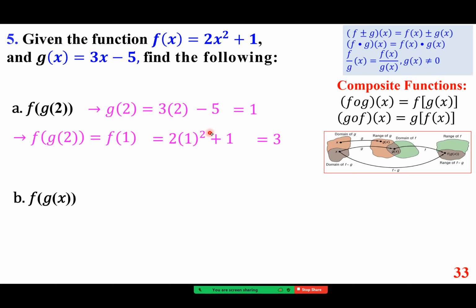For f of g of x, basically it means in the f function, anywhere you see x, replace it with 3x minus 5. So it becomes 2 times (3x minus 5) squared plus 1.